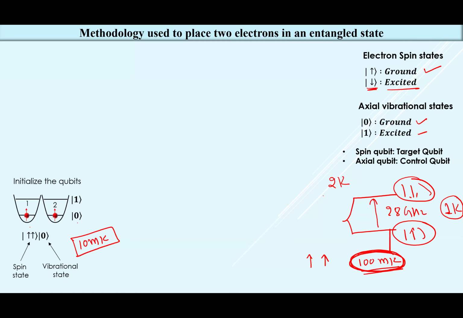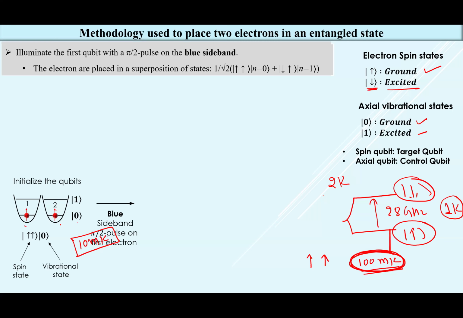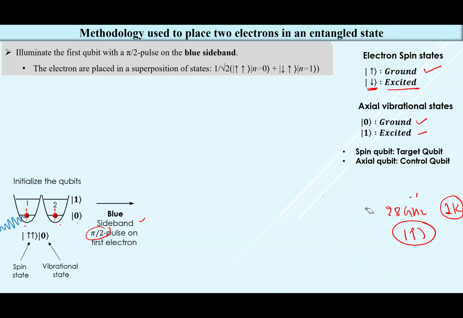So what you do again here, you have two traps. In the two traps, you have 2 electrons, and then what you do? Shine the blue sideband at pi by 2. So if you shine the blue sideband with a pi by 2 pulse, then it is going to put electron number 1 in the superposition.